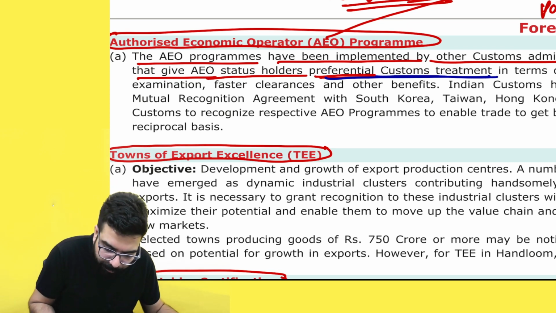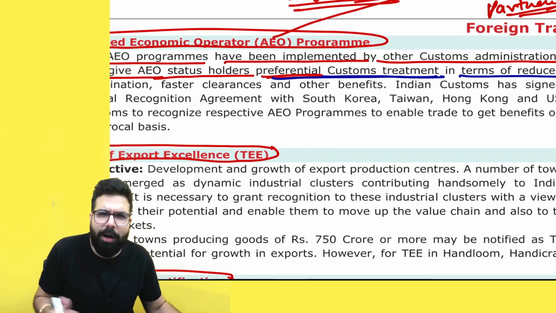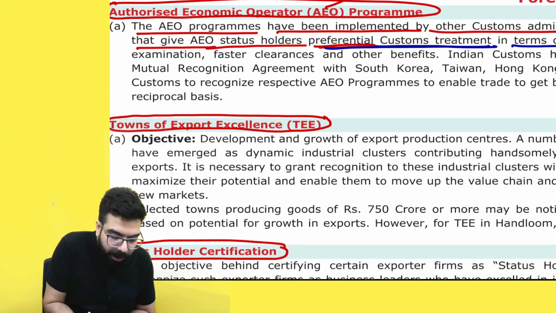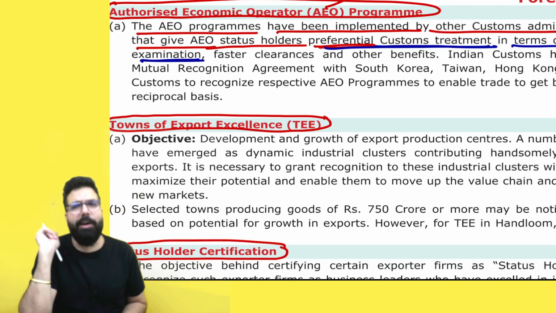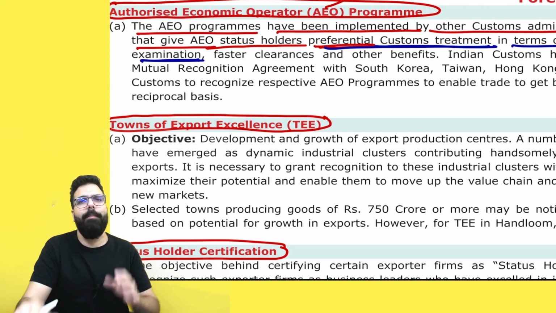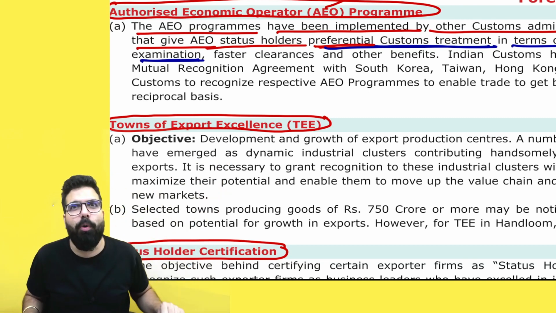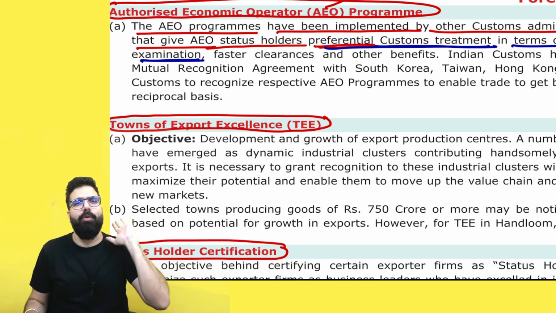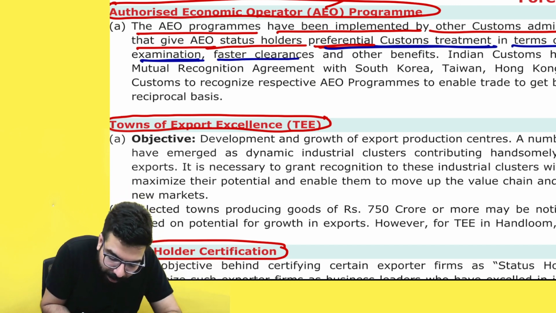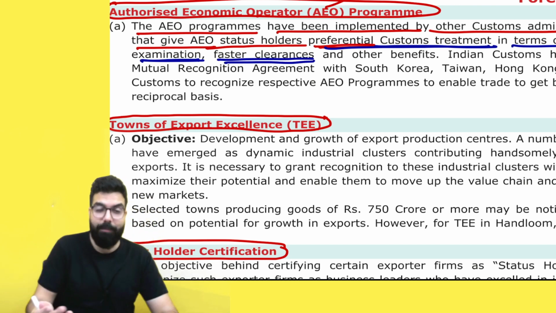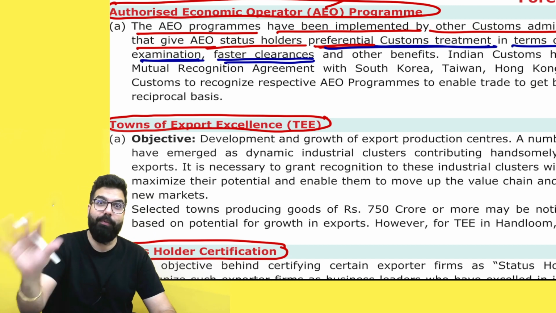Sir, preferential customs treatment will be given in terms of, sir, what is the preferential treatment? In terms of reduced examination. Your goods will not be examined much. So if you have imported some goods or you want to export some goods, they will not examine your goods much. Then faster clearances, quick clearances will be given. They will not check your goods much. They will give you faster clearances.